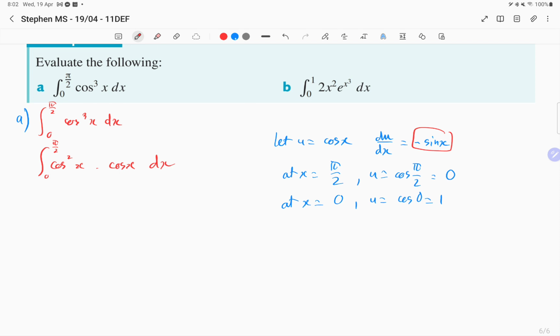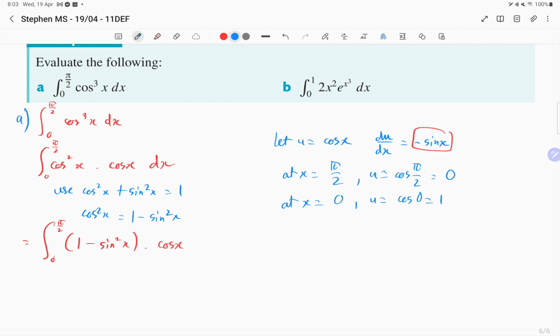Right? Why? Because use the identity in here, cos squared x plus sine squared x equals 1. So then cos squared x would be 1 minus sine squared x. So then you substitute that in, so that the top function would be equals to antiderive 0 to pi on 2 of 1 minus sine squared x times cos x.